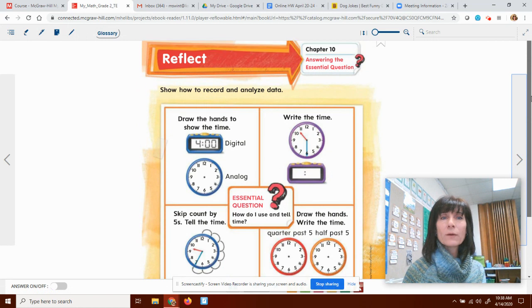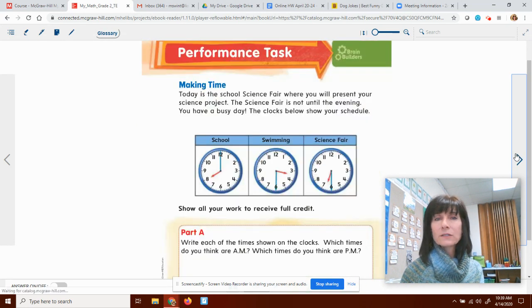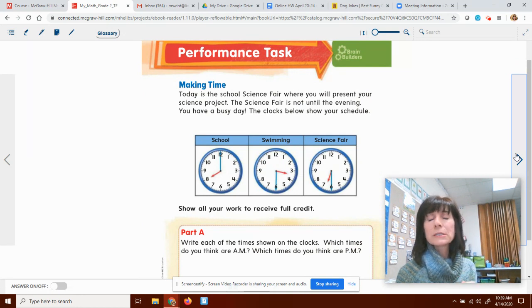So let's take a look at our next page. The next page is the reflection. You can go ahead and take a look at that. You do not have to do the performance task pages. If you want to extend learning, you can go right ahead.